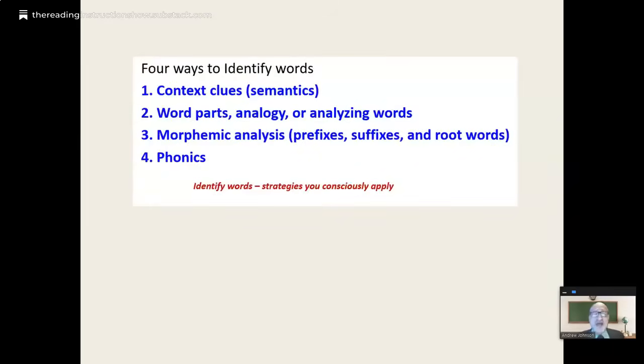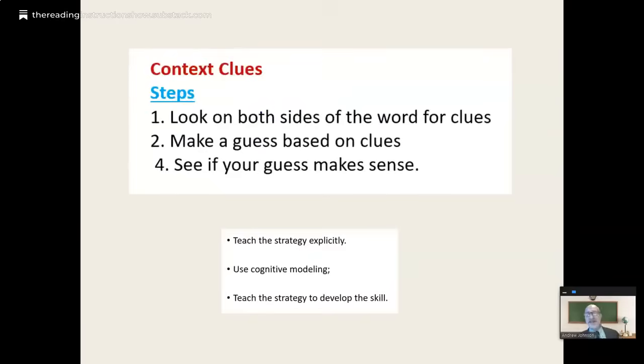There are 4 word identification strategies, and we're going to look at each one. Context clues. And we teach this specifically using steps. Step 1, step 2, step 3. I do this explicitly through input and modeling. We do it together, and then they practice. We teach the strategy explicitly to develop the skill using cognitive modeling, and eventually it becomes internalized, so they don't have to think about this. They use context clues automatically as they're reading.